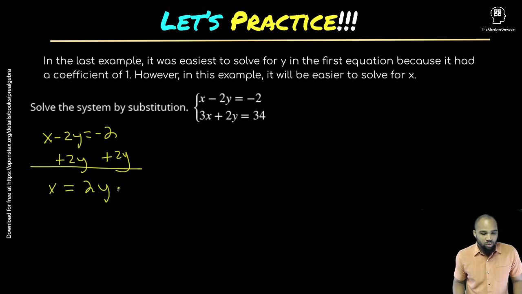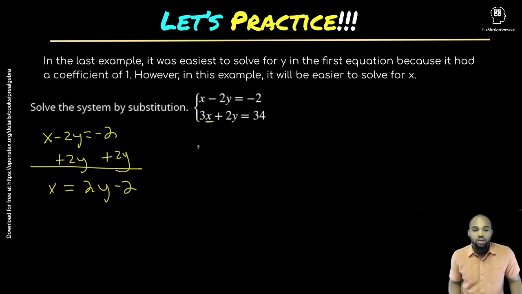And what do we have? 2y minus 2. There we go. There's my minus 2. So now I know everywhere I see x in this other equation, I can replace it with 2y minus 2. Good. So now I'm going to rewrite this equation. 3 times x. So instead of x, we're going to write 2y minus 2. And we're going to continue that equation with plus 2y equals 34.